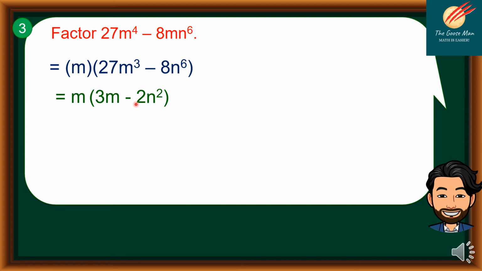On the other hand, for our trinomial, for the first term, we will square 3m. So it will result to 9m squared. Next, the middle term of the trinomial is the product of 3m and 2n squared, and get the opposite, so that is why positive. Take note, if this is minus, the middle term of the trinomial should be positive. And finally, negative 2n squared squared will give us positive 4n to the 4th power.